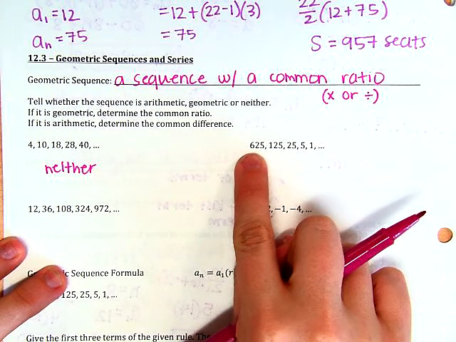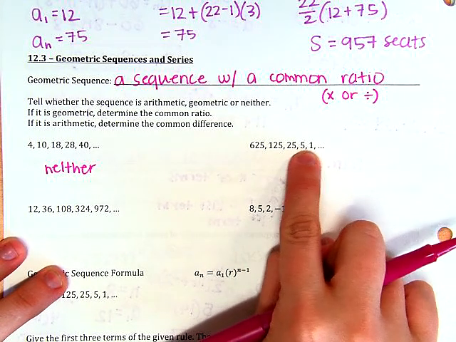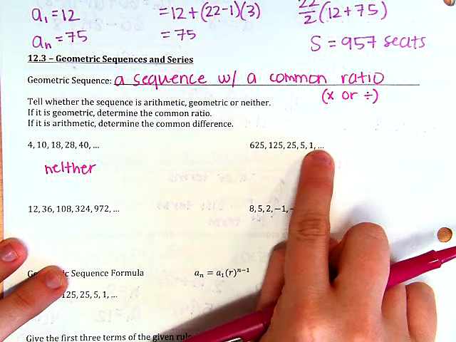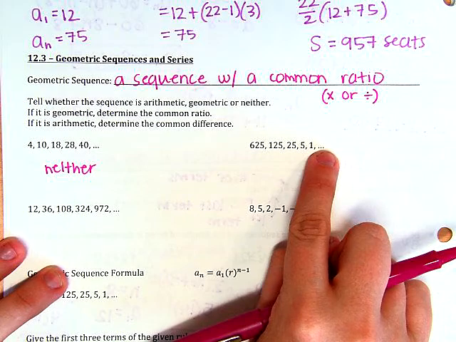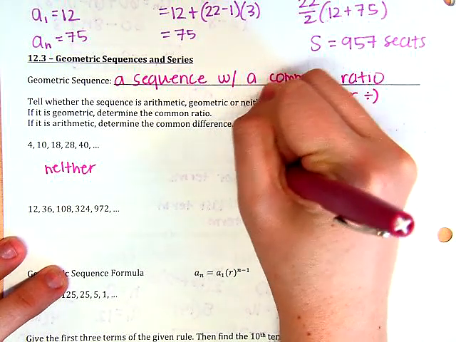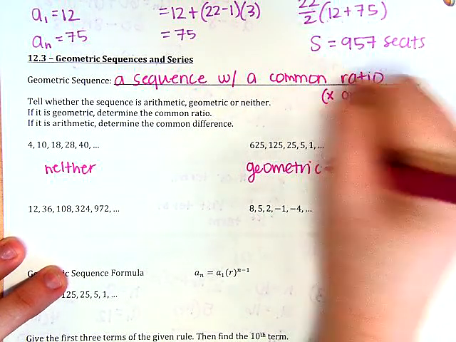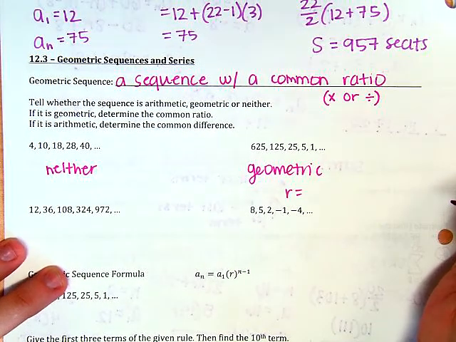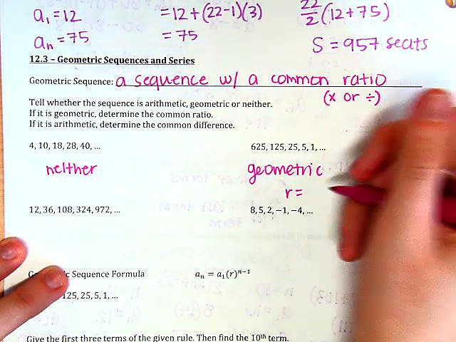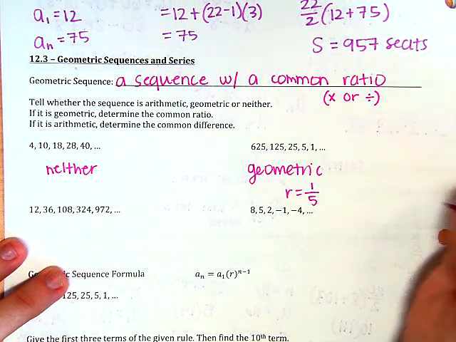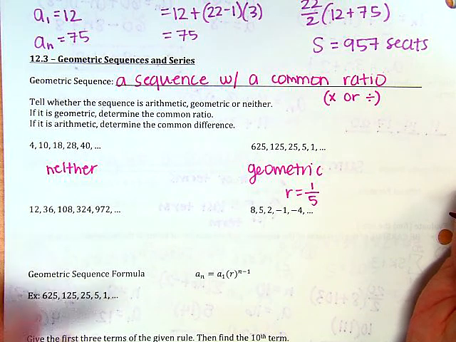There's no pattern there that we can see that it's arithmetic or geometric. If you look at the next one, if I go closer to the smaller numbers, 25, 5, 1, I know I'm dividing by 5 each time. So I know dividing is geometric. And then my common ratio, the thing with geometric is that my common ratio has to be in multiplying. So I'm multiplying by 1/5. All I do is I flip my number.